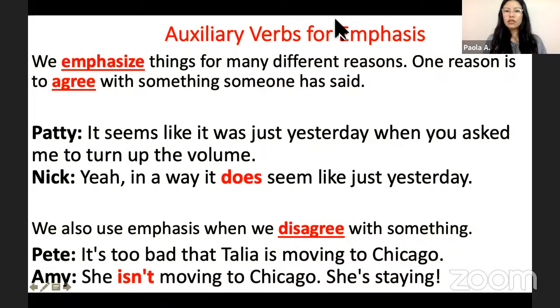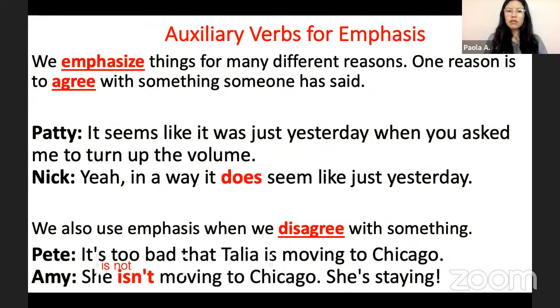And we could also say she is not moving to Chicago, right? When I really want to emphasize, I can separate the contractions. She is not moving to Chicago. She's staying. Or I can say she isn't moving to Chicago. She's staying. However, in both cases, I have to make it longer and stronger, right?